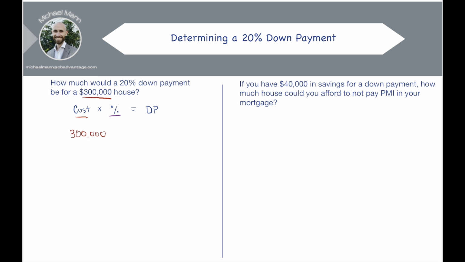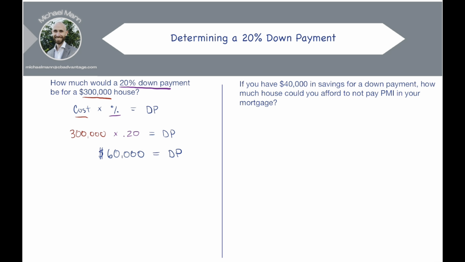Your percentage is going to be 20% down. So we're going to multiply that by 0.20 because you must always write it as a decimal. And we're trying to determine what that down payment is going to end up being. When you multiply those two things together, you end up getting $60,000 for a down payment to not have to pay private mortgage insurance.